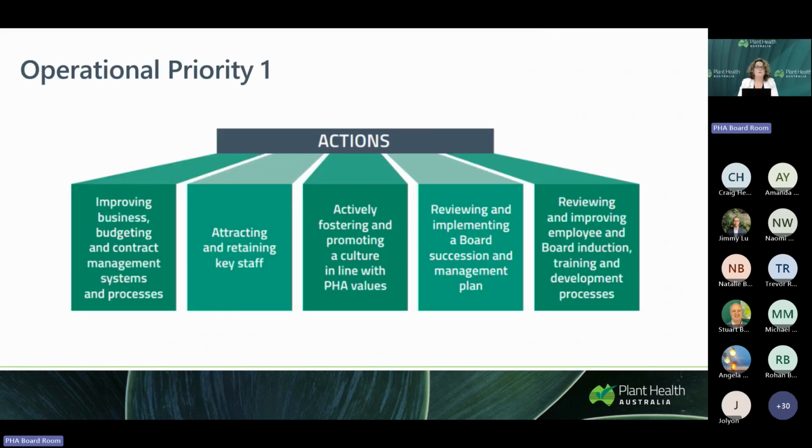Projects of priority for the coming year under Operational Priority 1 include implementation of an enhanced financial management solution to streamline finance and project management functions, review levy reporting to facilitate better decision-making for industry members, development and implementation of an employee recognition program in consultation with staff to celebrate our successes, and working with our board to provide sound governance and strategic direction.